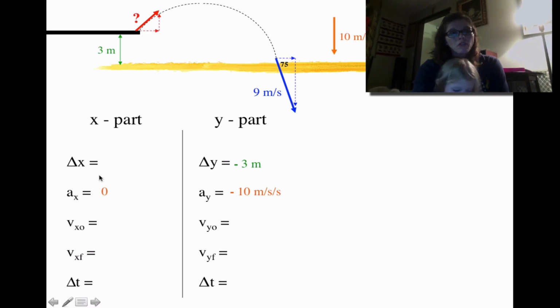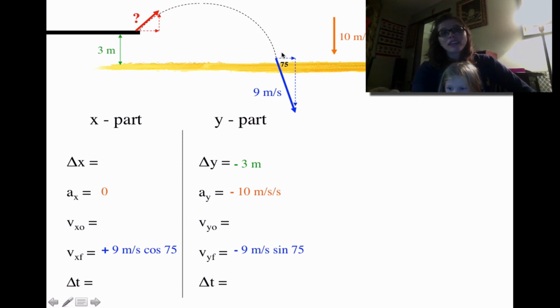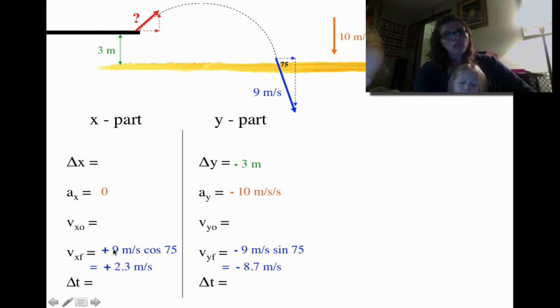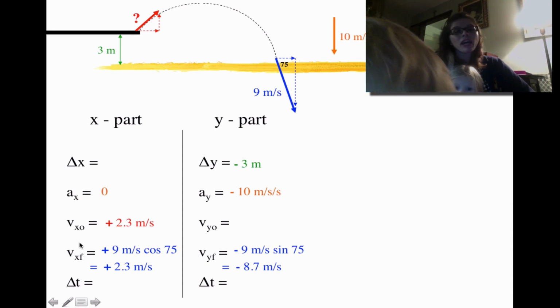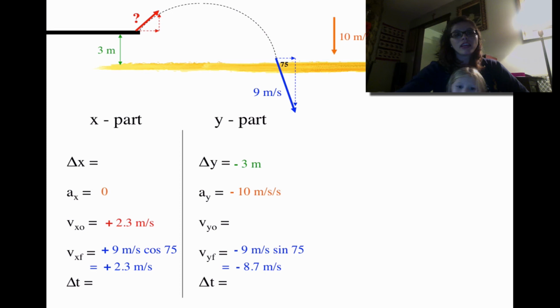We also know that our final velocity in the x direction will be 9 meters per second cosine 75, and our y velocity will be 9 meters per second sine 75. Now, since we know our final velocity here, we could plug into our calculator and get numbers for that. We know that the initial velocity and the final velocity in the x direction is the same because it doesn't speed up or slow down in the horizontal direction.